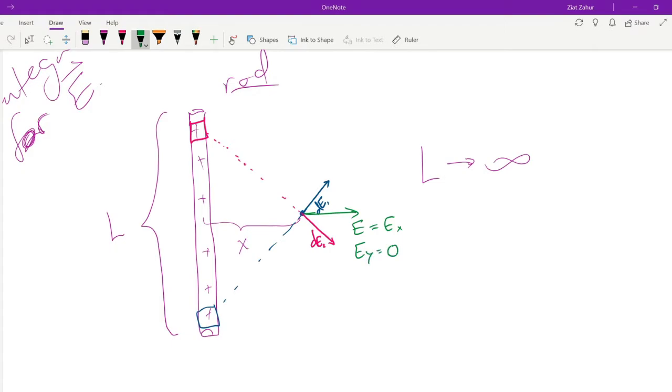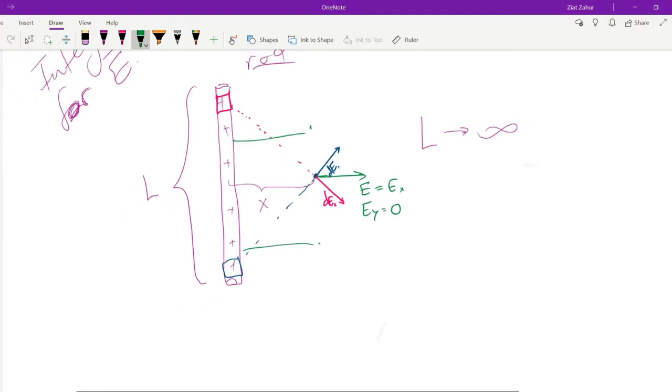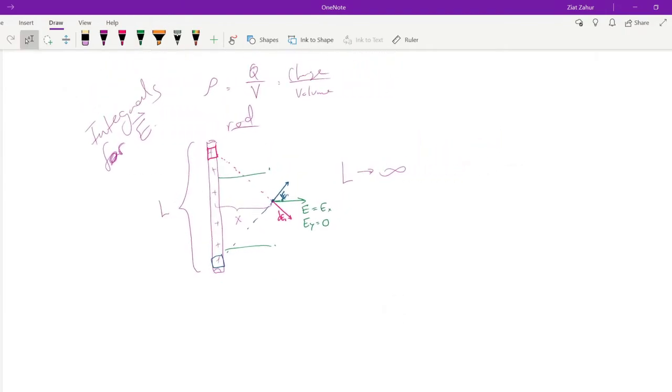Assuming you're in the middle. Now, if your rod is infinitely long, then where you are doesn't really matter. You could be slightly off if your rod is long enough, if it's infinitely long. And then we can start using Gauss's law. How do you do this stuff?